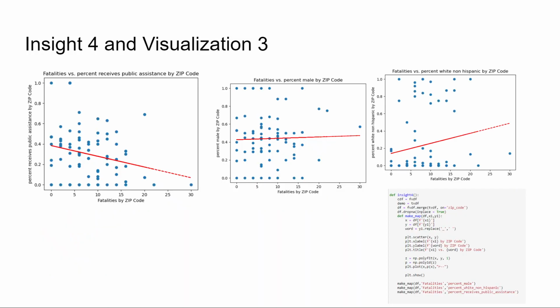For our Insight 4, we try to draw relations between fatalities and various demographics by zip code. And what we found is that though there is very little correlation amongst any demographic and fatalities in a collision, our trend lines do indicate that there's a slight inverse relation between zip codes that receive lots of public assistance and a slightly positive correlation between zip codes that have a higher percentage of whites.